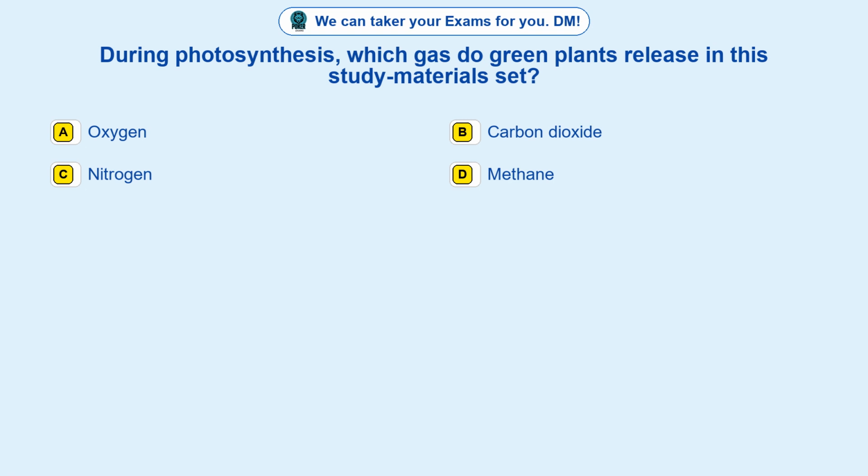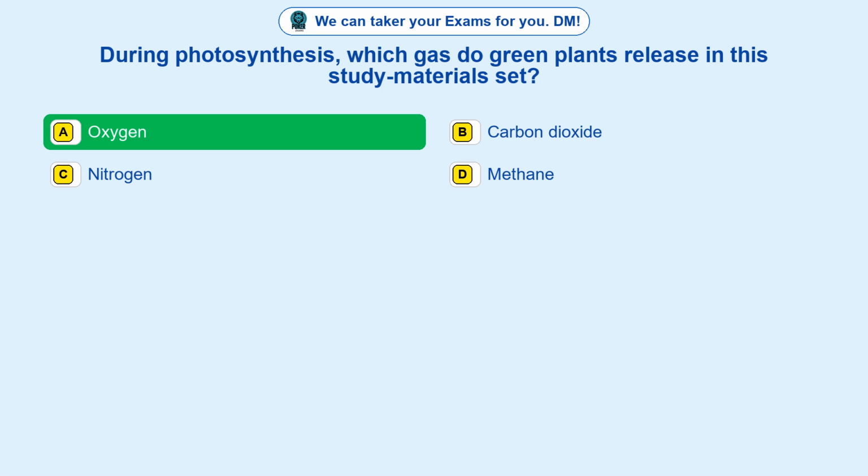Question 1. During photosynthesis, which gas do green plants release in this study materials set? Option A, oxygen. Option B, carbon dioxide. Option C, nitrogen. Option D, methane. The correct answer is option A, oxygen.